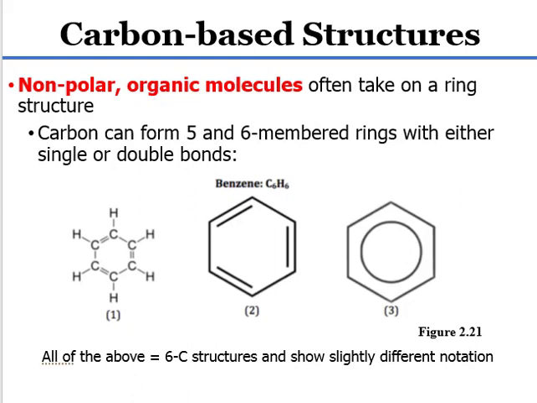Polarity in carbon-based molecules is important only when you consider that water is a polar molecule and only water-soluble substances can mix with water. When we try to mix a polar solvent with a non-polar solute, they don't like each other and they don't mix, just like oil and water won't mix. They have different polarities. Non-polar carbon-based structures often take on a ring shape, and there are a few different ways to draw these out.